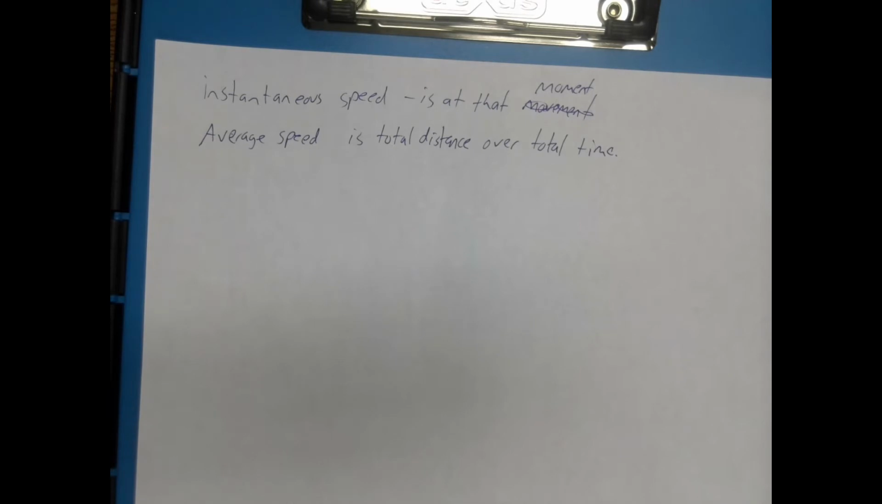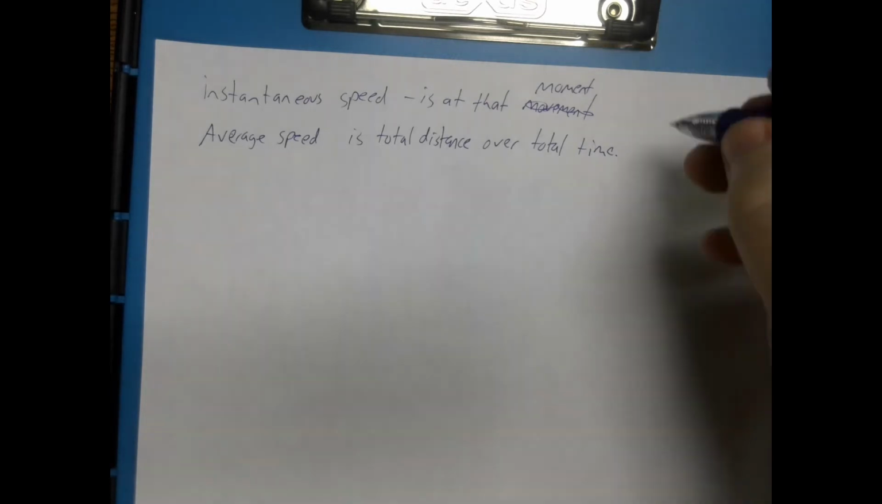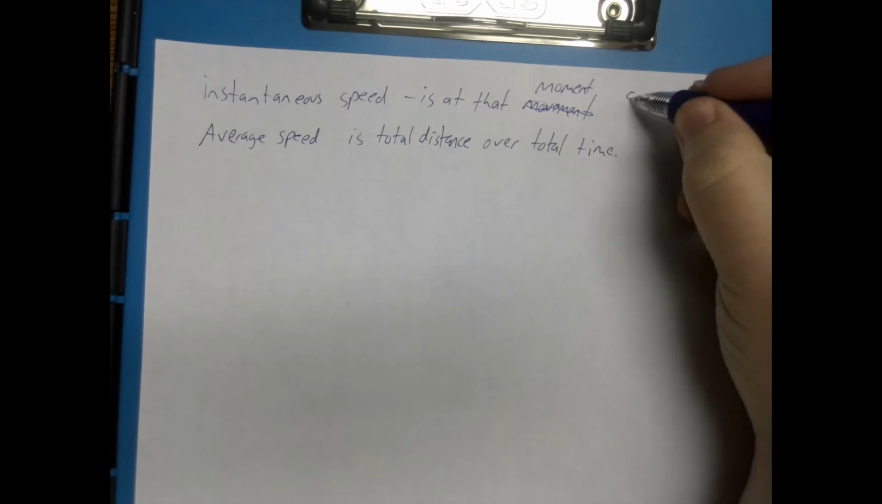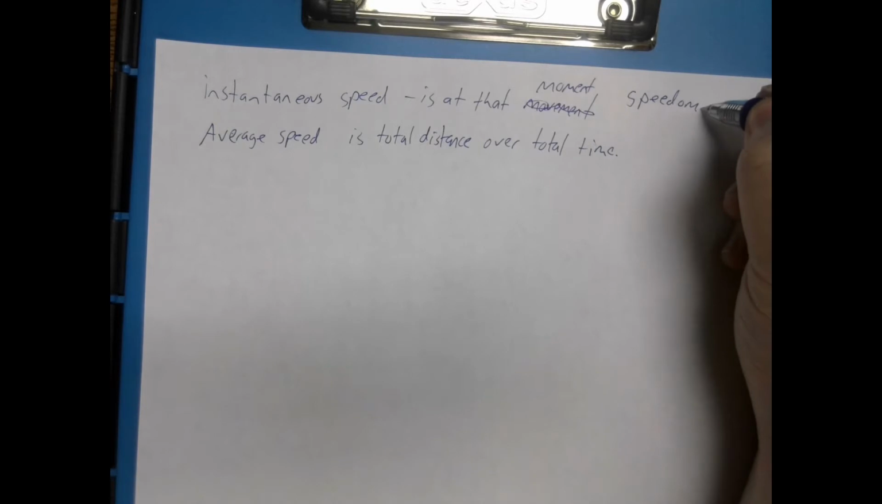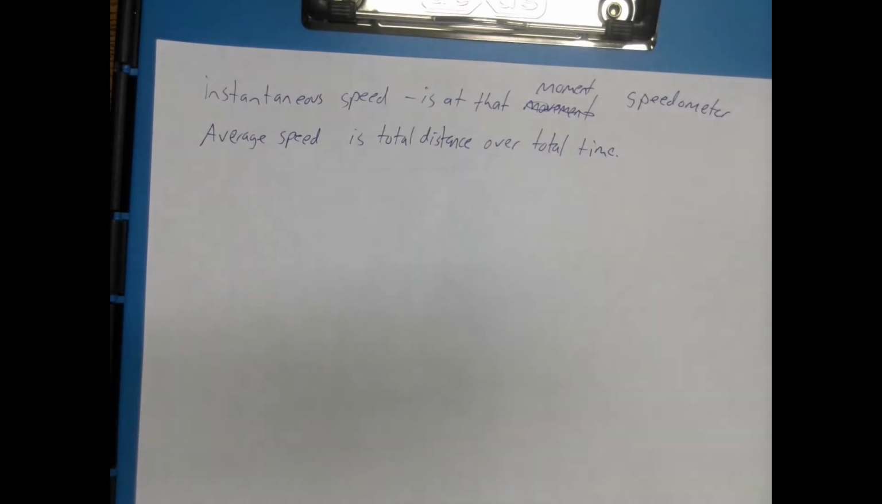What's an example of instantaneous speed? What's something that measures instantaneous speed? That'd be something like your speedometer. It tells you what you're going at that time. When you're driving, if you want to know what speed you're currently traveling at, you look at your speedometer.